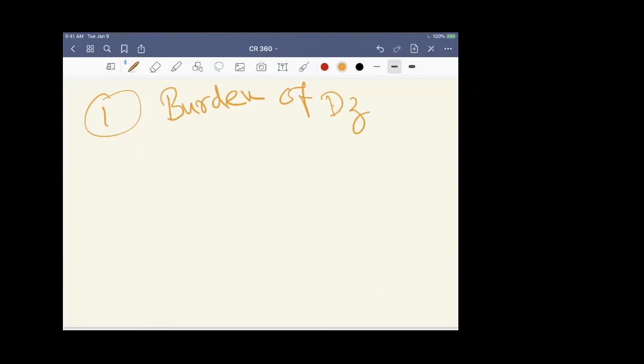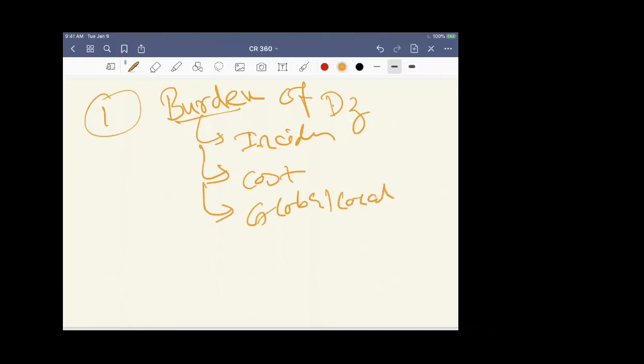Now what could the burden be? The burden could be the incidence, the cost of care, the global burden, or the local burden. I'm dividing into different categories what you can write. So different types of burden: in terms of dollars, in terms of percentage, in terms of hospital utilization. Anything could be the burden, basically. So the burden of the disease is something you will be writing in the first 3, 4, 5 lines.